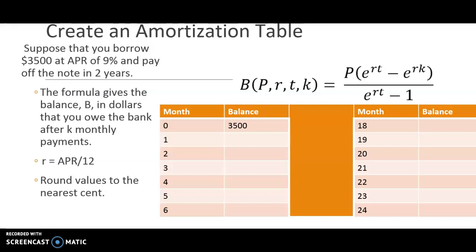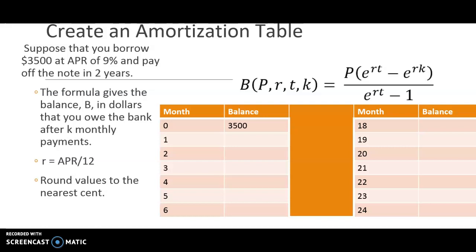Hello, we are going to look at creating an amortization table. This would be a table that is showing how a loan is paid back. So for our example, we have a loan of $3,500. We have an APR of 9%, and we're going to pay off that loan in 2 years.